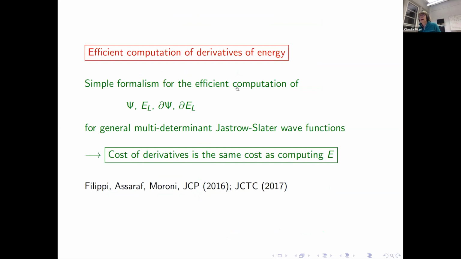Now, a few years ago, what we have done is we have introduced a simple formalism, which amounts to rewriting the local quantities which enter in the computation of the forces. Okay, and in particular, these allow you to actually obtain a very efficient computation of the wave function, the local energy, the derivative of the wave function, and the derivative of the local energy. And this can be done also for multideterminantal wave functions in such a way that the cost of the derivatives per Monte Carlo step is the same as the cost of computing the energy alone.